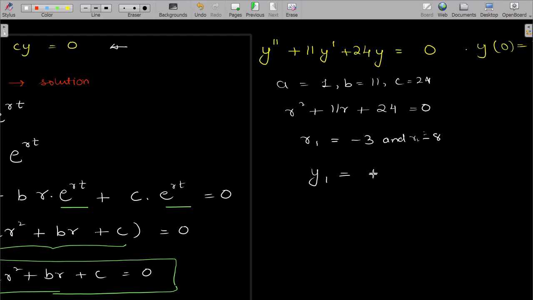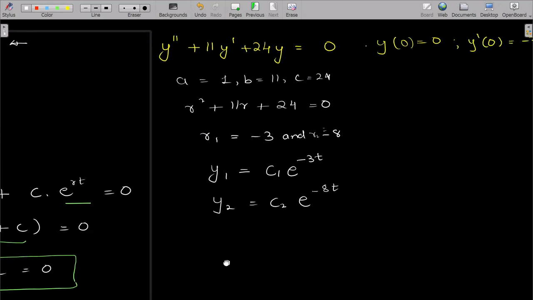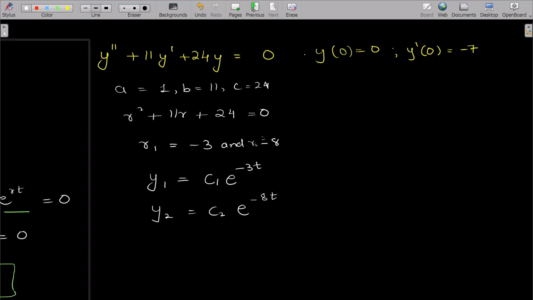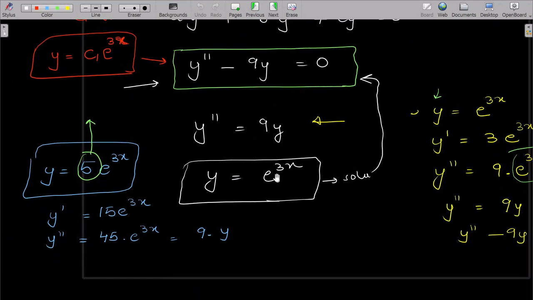y1 is equal to c1 times e to the power negative 3t, and then the second, y2, equals c2 times e to the power negative 8t. So these are two solutions, and now there is a theorem that I should have told you here.